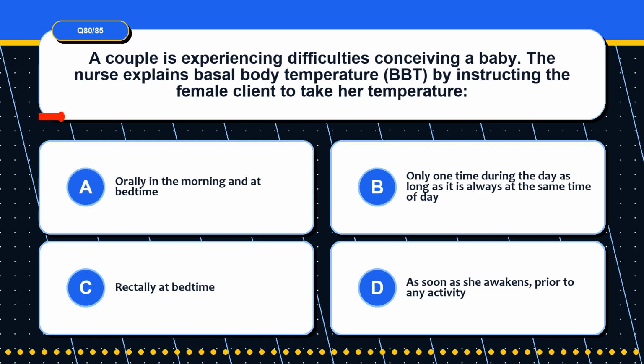Question 80. A couple is experiencing difficulties conceiving a baby. The nurse explains basal body temperature (BBT) by instructing the female client to take her temperature. Here are the options. Option A, orally in the morning and at bedtime. Option B, only one time during the day as long as it is always at the same time of day. Option C, rectally at bedtime. Option D, as soon as she wakens, prior to any activity.